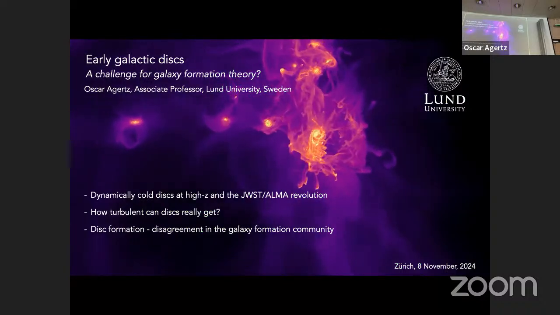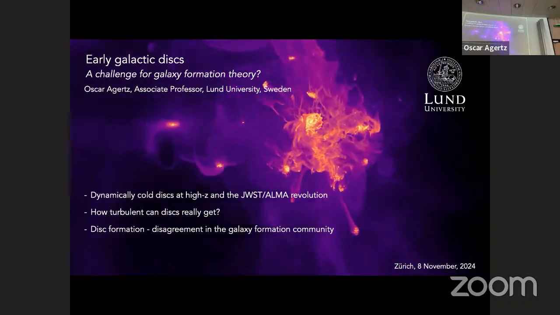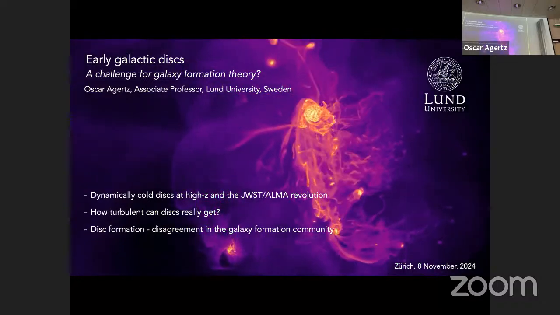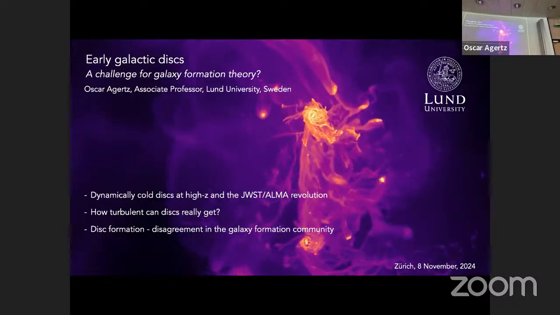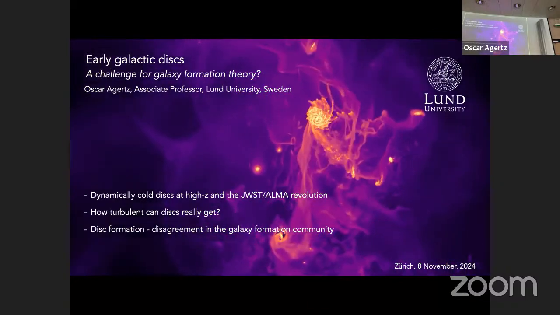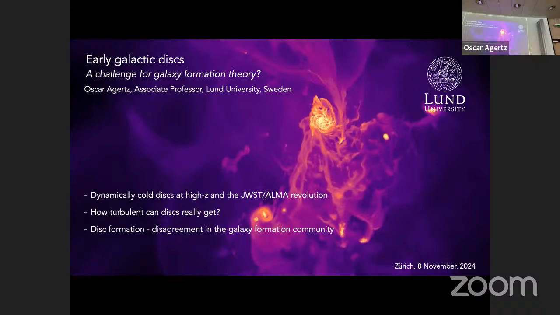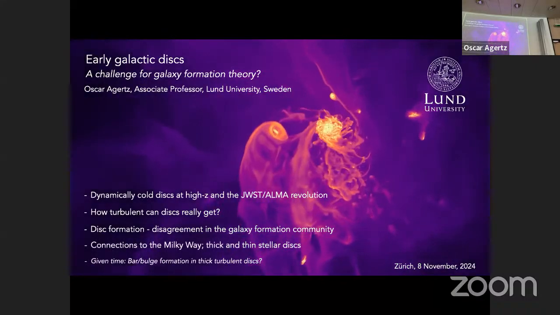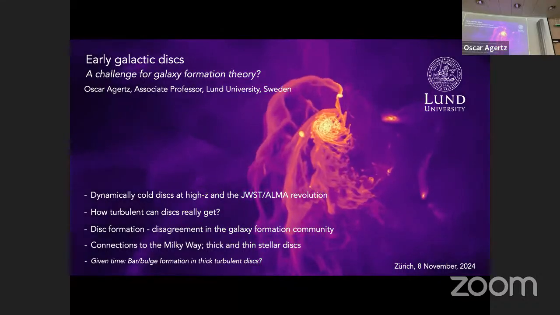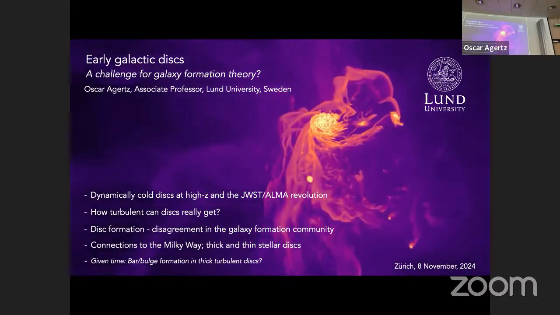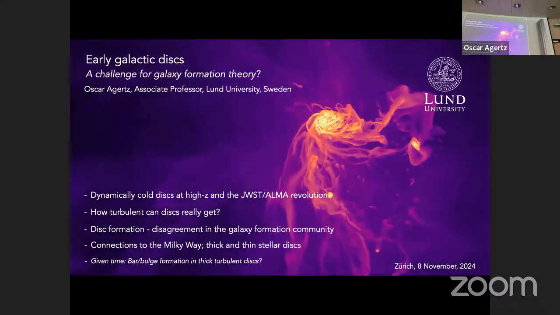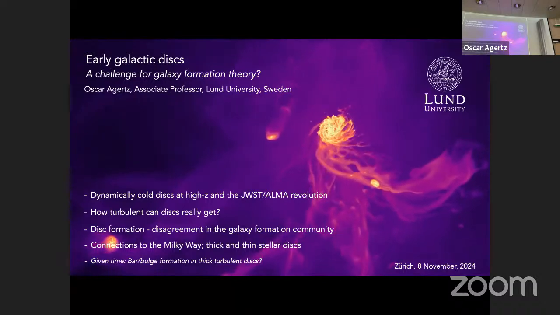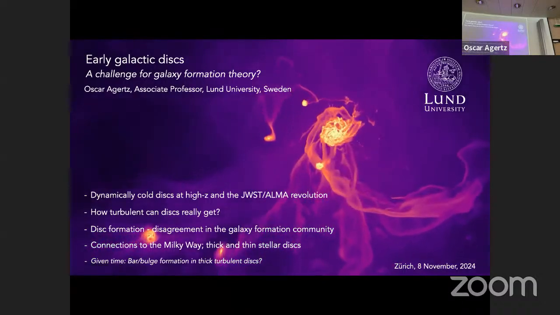I will connect a few different topics that are indeed connected. How turbulent can disks really get? The physics of disks in themselves. And the formation of disks. Is there actually a disagreement in the galaxy formation community, or not? Then I want to make some connections to the Milky Way thick and thin stellar disks. Can we see clues to this early formation stage in the Milky Way data? And if I have time, I will mention things like bars and bulge formation, and maybe even black holes, at the end of my talk.